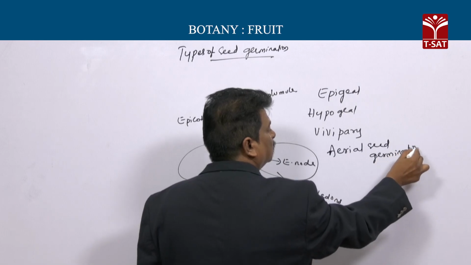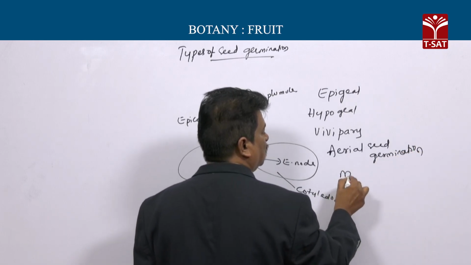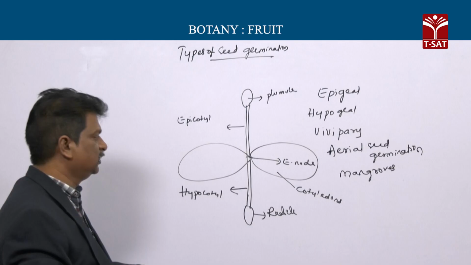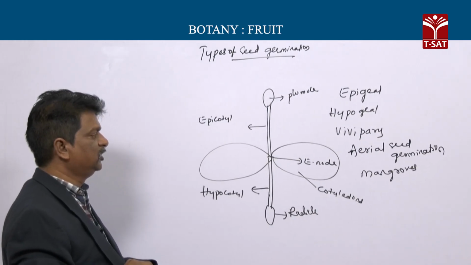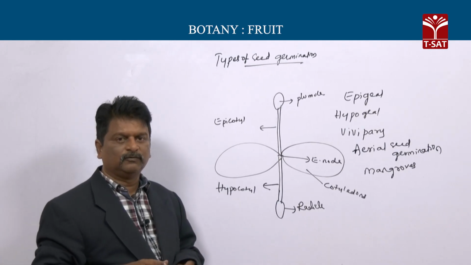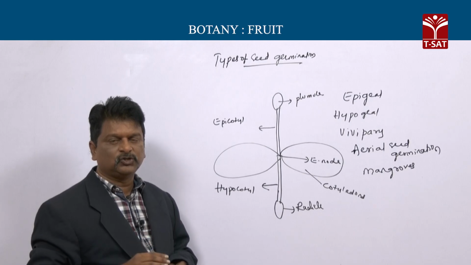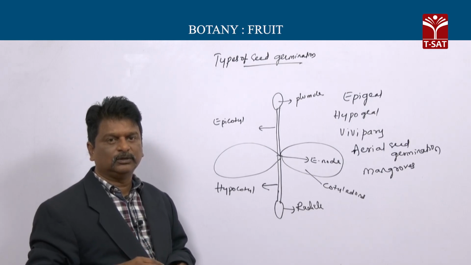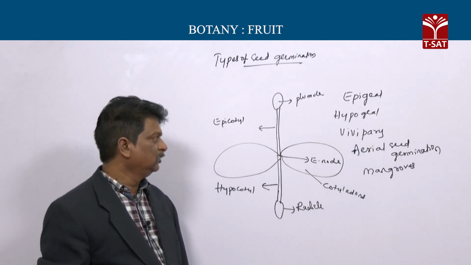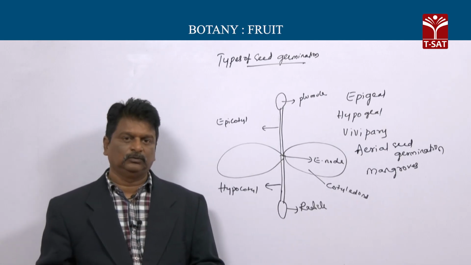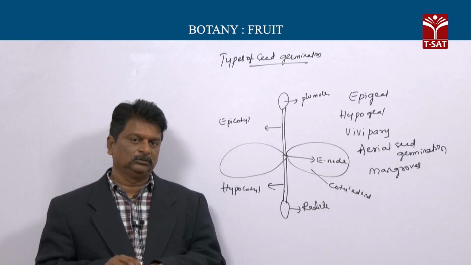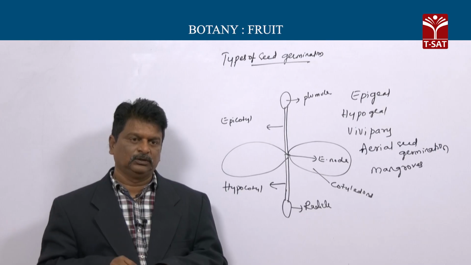Third one is called vivipary or aerial seed germination. It is common in mangroves. So what does aerial seed germination mean? The seed germination takes place inside the fruit while the fruit is still attached to its parent plant, called viviparous. Example, mangroves.